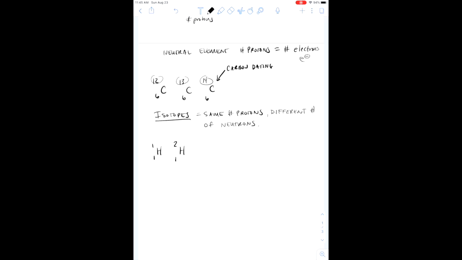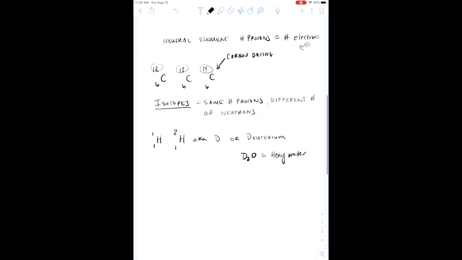Some other really cool isotopes that I want to bring up are, we're already aware of hydrogen, right? But hydrogen with a neutron is also known as deuterium, abbreviated with a D. And so D2O, like water with a deuterium, is actually heavy water. It's called heavy water because it is heavier, right? Neutrons add mass. And the cool thing about heavy water is that once it's frozen, unlike regular ice, it doesn't actually float at the top. It sinks in water, which is cool.